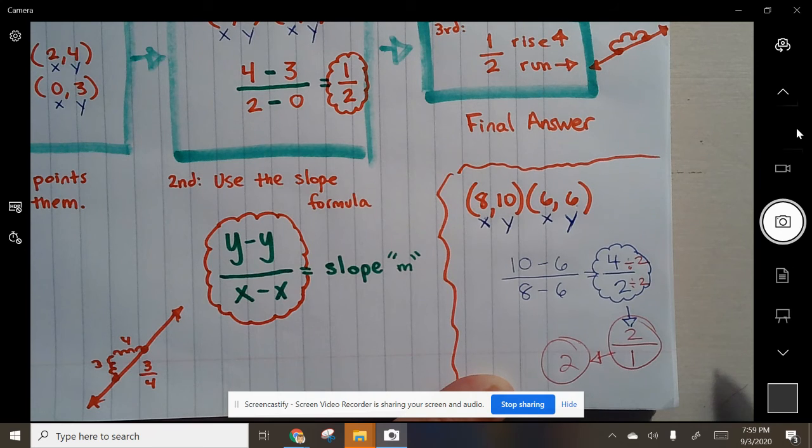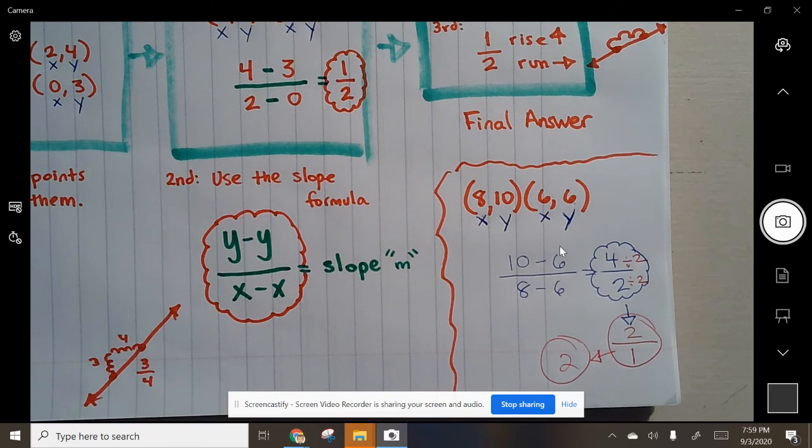Okay. And that's all you have to do. All right, work on the exit ticket and do the best you can, guys.